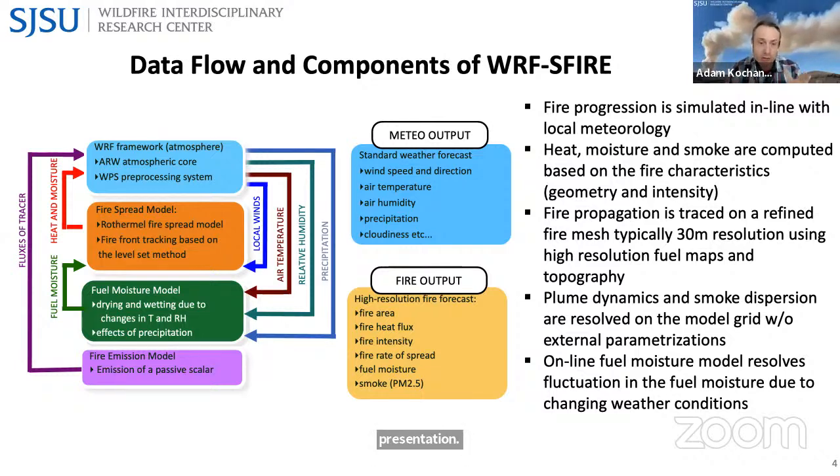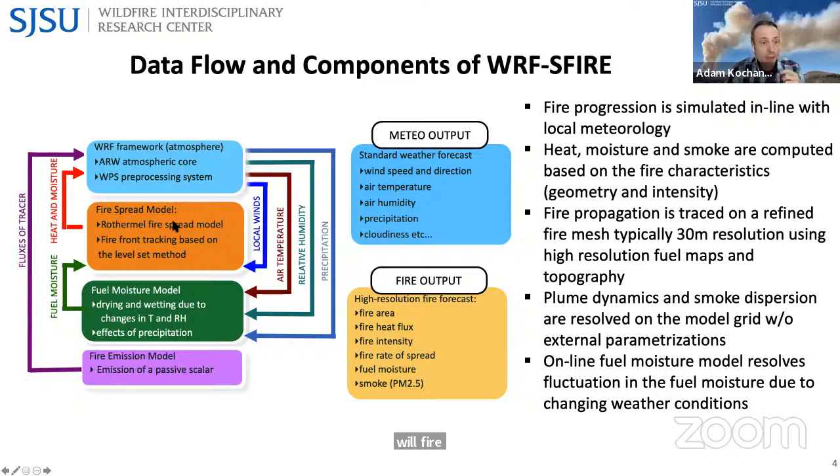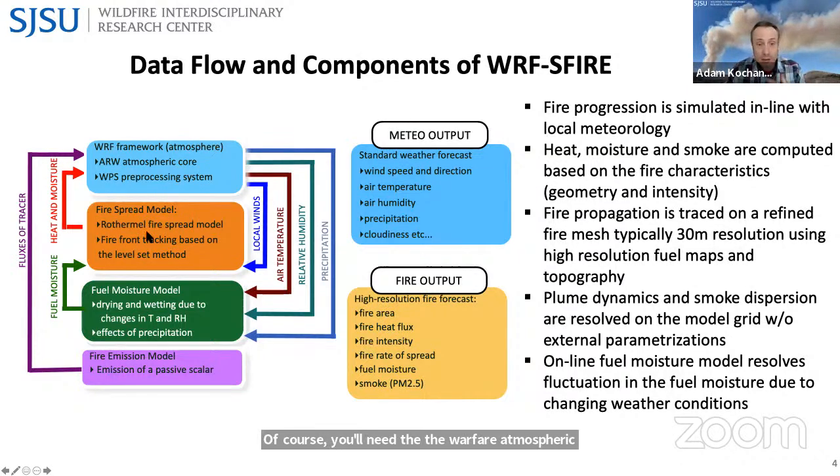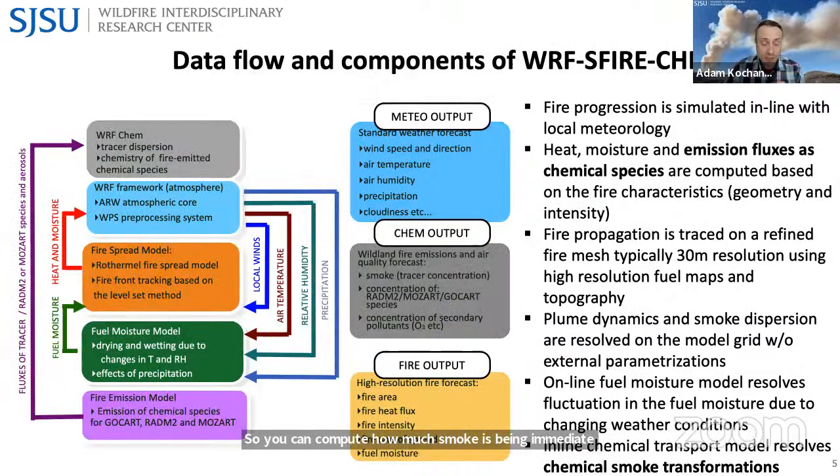Of course, in order to capture those interactions, you need to have modules in place that would resolve the physics associated with these processes. In the simplest case, if you think about WRF-SFIRE or WRF-Fire, you will need the WRF atmospheric framework, but it's going to be linked with the fire spread model, something that computes how fast the fire progresses through the landscape. It will be coupled also with the fuel moisture model and some emission model, so you can compute how much smoke is being emitted.